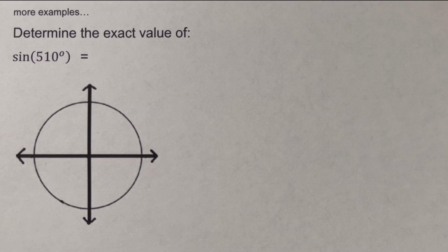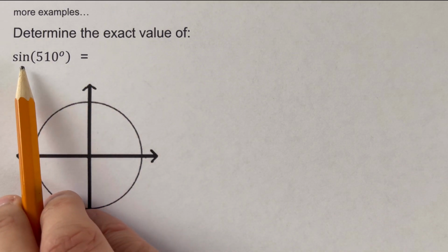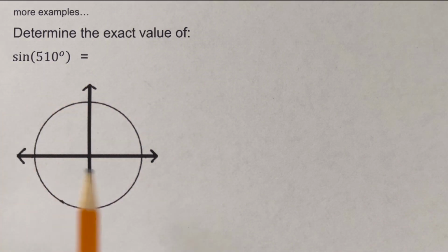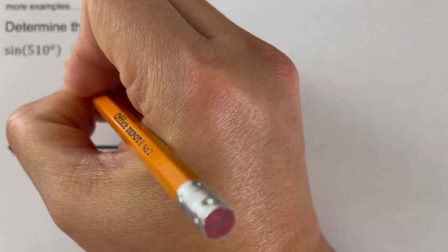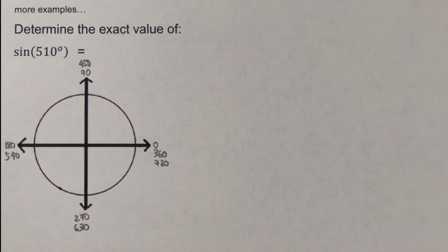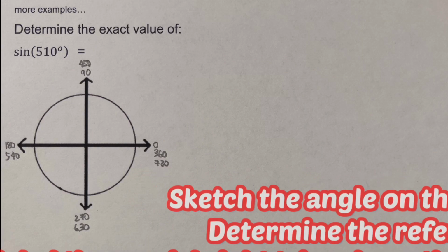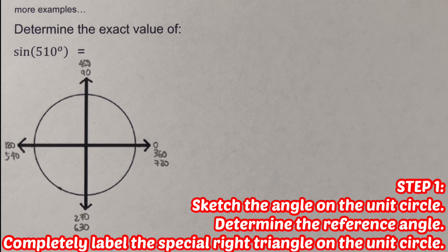Okay, so we're supposed to determine the exact value of sine 510. So let's label the angles first. So we go over the steps. The first step is to sketch the given angle on the unit circle, determine the reference angle, and completely label the special right triangle on the unit circle.